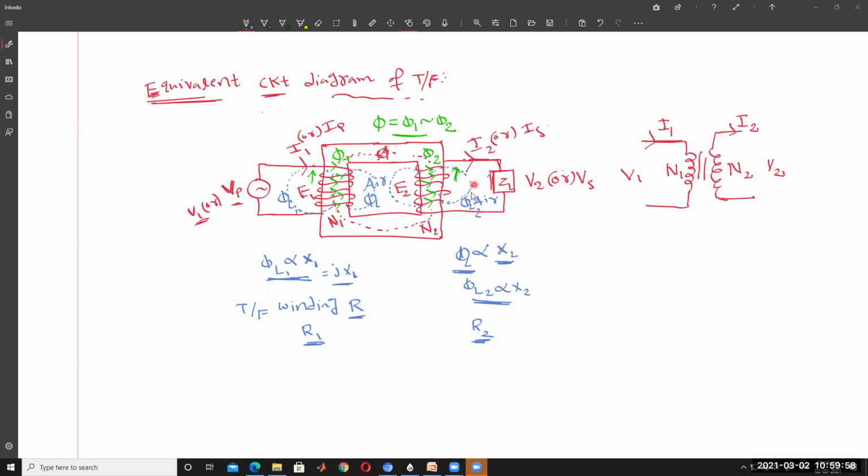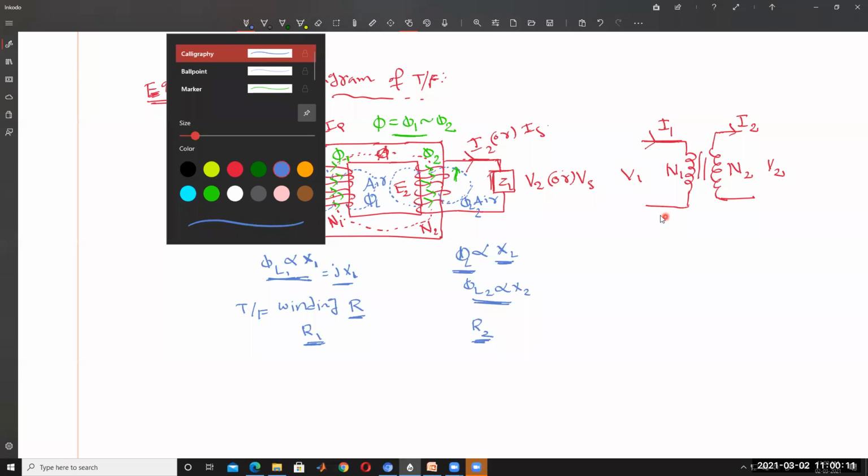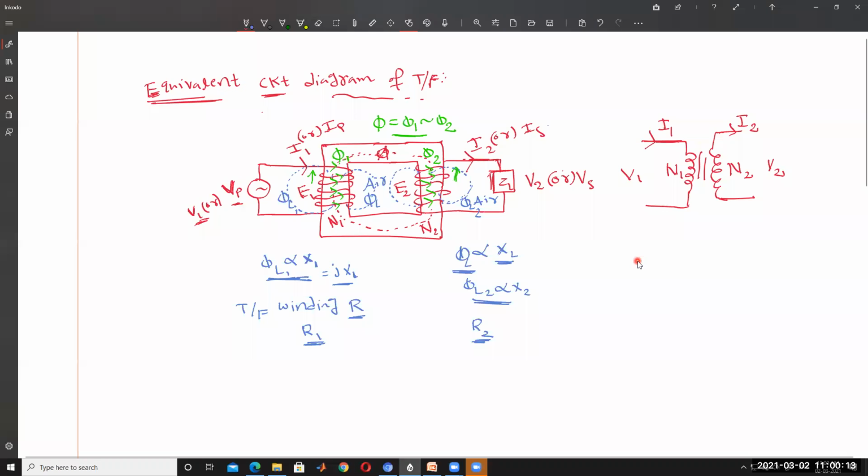And on the secondary side also, there is a reactance in the transformer winding. That is represented by leakage flux, and that is called X2. So for the secondary side, it is represented as j into X2, and for the primary side, j into X1.